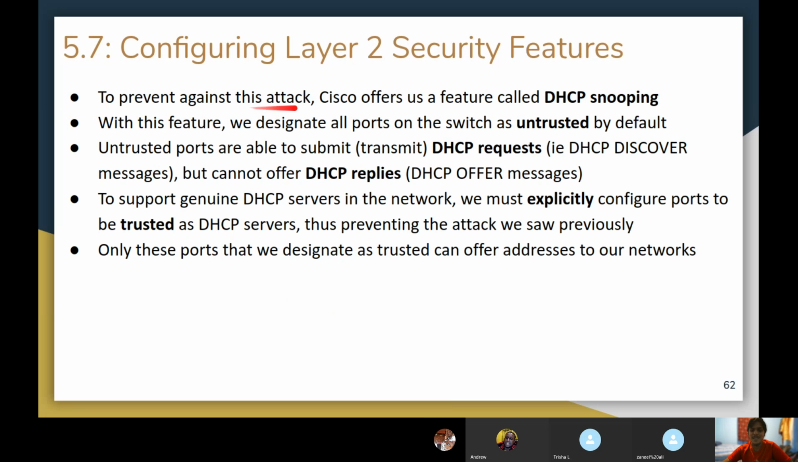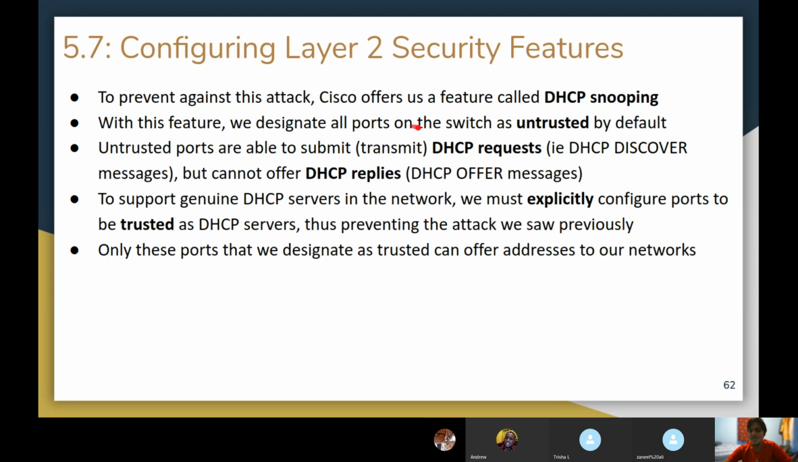So to prevent against this attack, Cisco offers us a feature called DHCP snooping. With this feature, we designate all ports on a switch as untrusted by default. Untrusted ports are able to submit or transmit DHCP requests, like DHCP discover messages, but they cannot offer DHCP replies, which are DHCP offer messages. So we expect a lot of people on the network to be submitting DHCP requests, right? No problem. But we only expect one or maybe two servers at most to offer DHCP replies or DHCP offers.